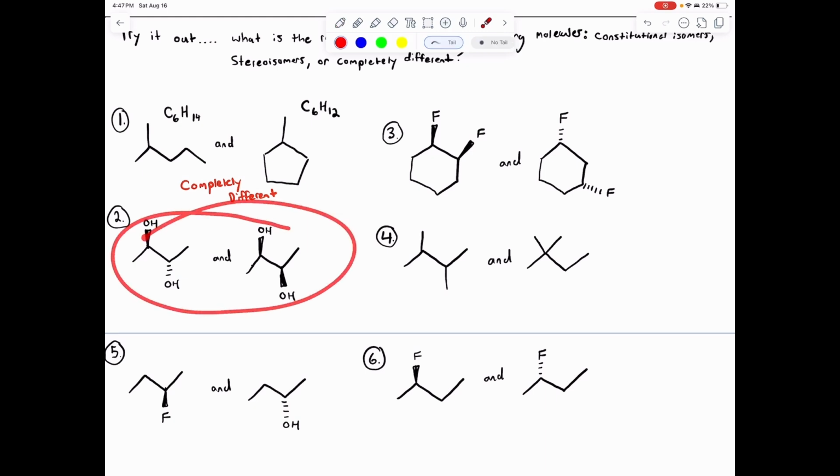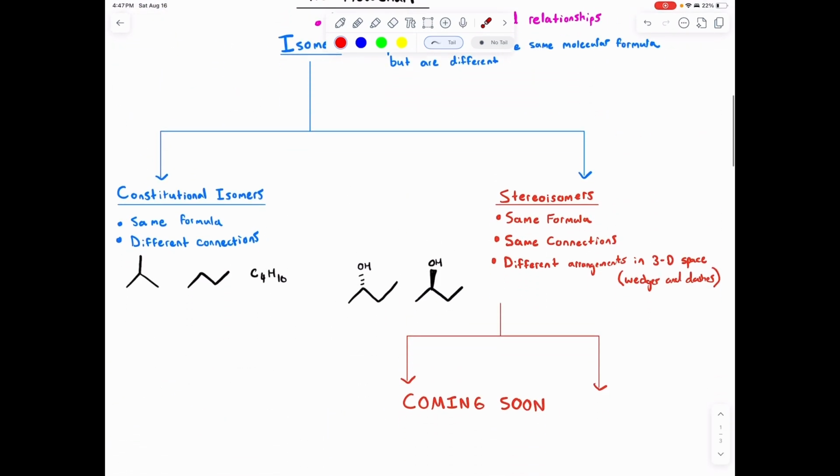Here, what I want you to notice is if we counted everything, these have the same molecular formula, okay? They both have four carbons. They should have 10 hydrogens and 2 oxygens. There. So with that, then we are going to ask, do these compounds have different connections, or do they have the same connections? If they have different connections, they're automatically constitutional isomers. If they have the same connections, they are stereoisomers.